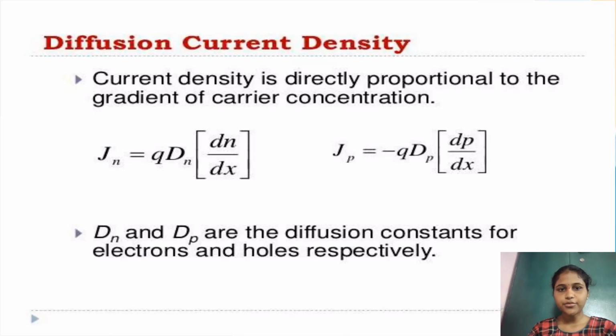Now let us discuss diffusion current density. Current density is directly proportional to the gradient of carrier concentration. See here, Jn is equal to q Dn into dn by dx. Jp is equal to minus q Dp into dp by dx. Here, Dn and Dp are the diffusion constants for electrons and holes respectively.